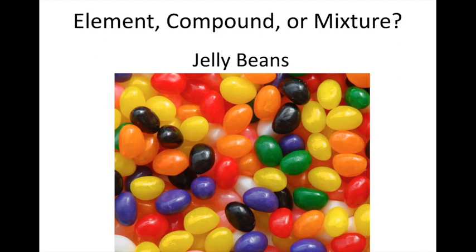And then jelly beans, all these different kinds of jelly beans, the red with the black and the purple. Again, that's just going to be a mixture. They're not chemically bonded together, and we know that jelly beans aren't an element because you can't find them on the periodic table. You're not going to find JB jelly beans on the periodic table.